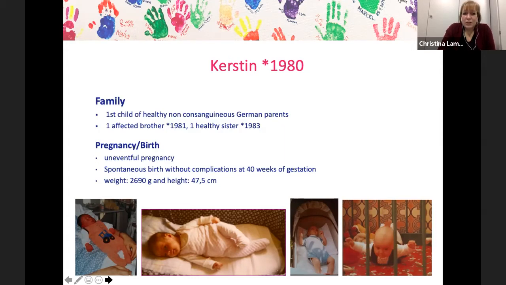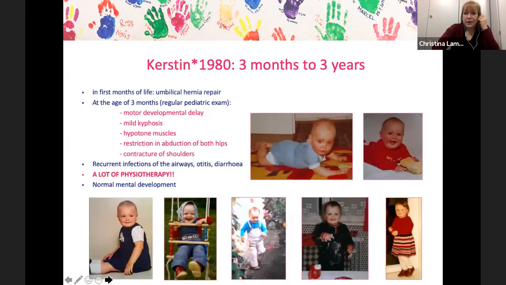can be. So she is the first child of healthy non-consanguineous German parents. She has a brother born 1 year later, and he is affected as well, actually. And she has one sister that is 3 years younger, and she is healthy. The pregnancy and birth were uneventful. She was born spontaneously at 40 weeks of gestation, so nothing special. But actually, she was of low height and also low weight.